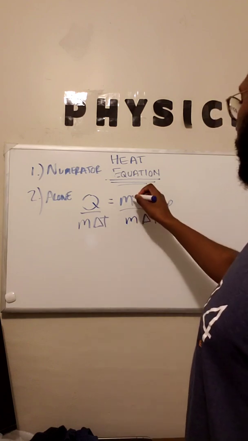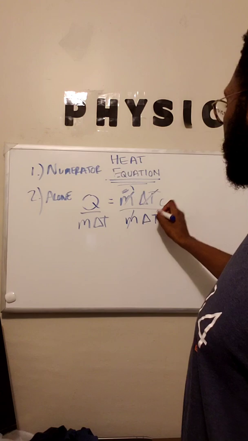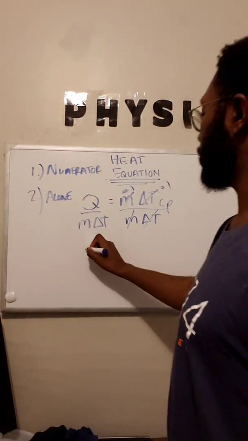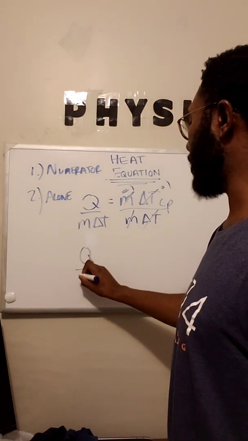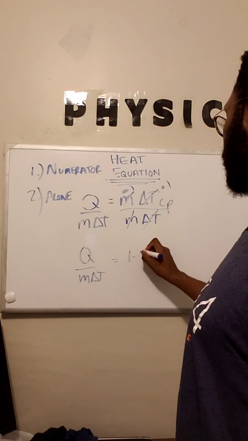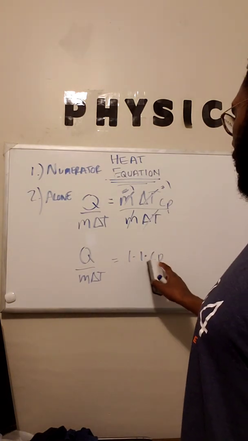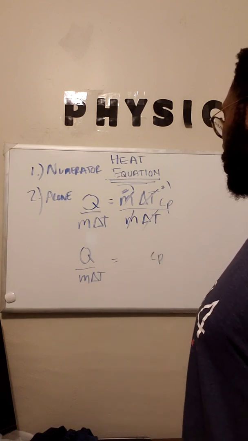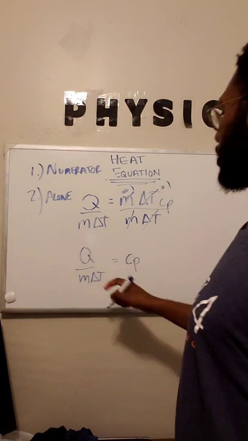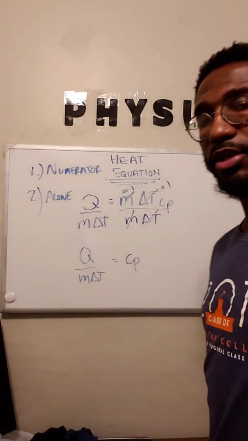All right. And M over M will give us 1. And delta T divided by delta T is going to equal 1. Okay. So we end up with Q over mass times delta T, which equals 1 times the specific heat capacity. And anything times 1 is unchanged. So the specific heat capacity is equal to the heat energy divided by the mass times the change in temperature.